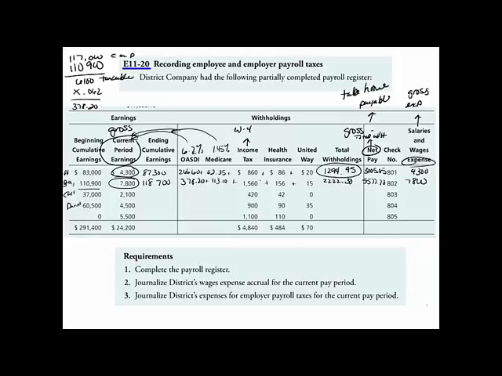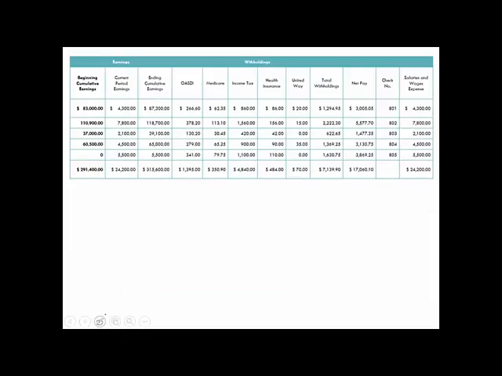And you would do that for all of them, and you would end up getting something that looks like this. It's a little bit easier to read than mine. So here's the total gross pay right here, and we see that same number over here. That's the total gross pay. This is the total net pay. And then this is the total that I withheld for Social Security, Medicare, federal income tax, health insurance, and United Way. Those are all my withholdings. So those are the numbers I need to do my journal entry.